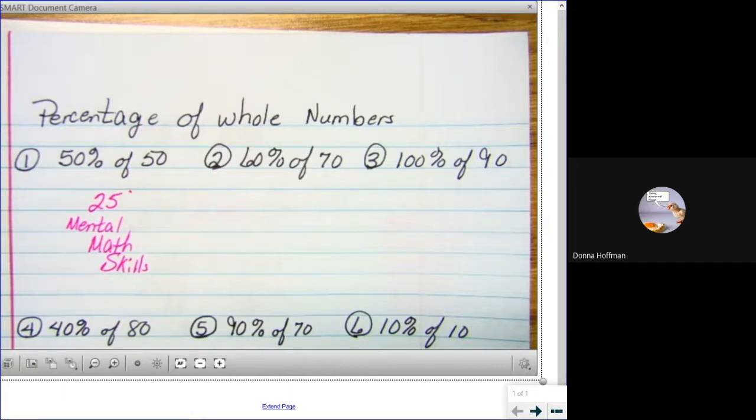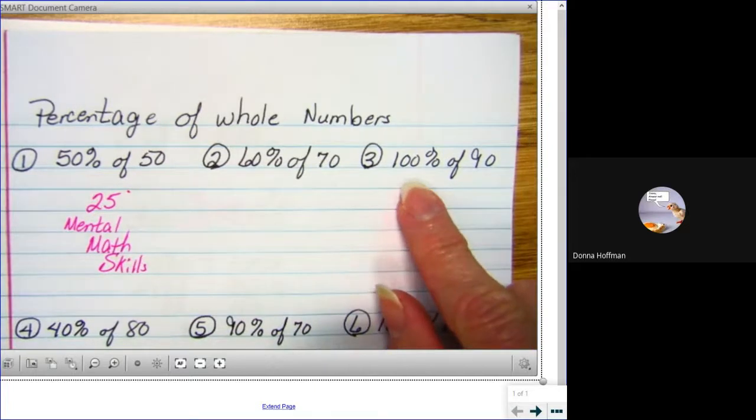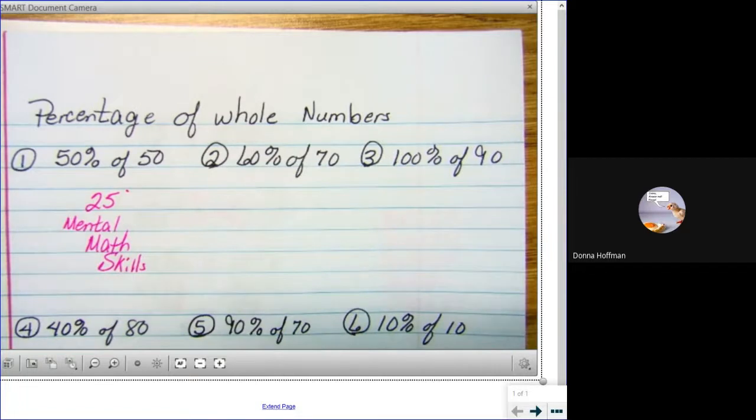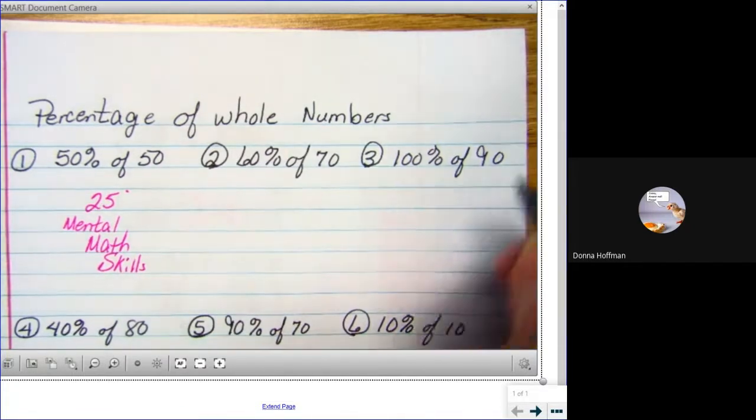I want to talk to you about number 3. What do you know about percentages? It's 100. So if you have 5 apples and you give me 100% of your apples, how many apples did you give me? You gave me all of them, 5 of them, right? So if it's asking you for 100% of 90, what's your answer? 90. It can't be anything else. If you're asking for 100% of something, you have all of it. So the answer would be 90.